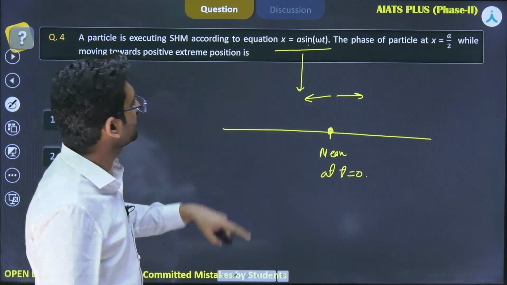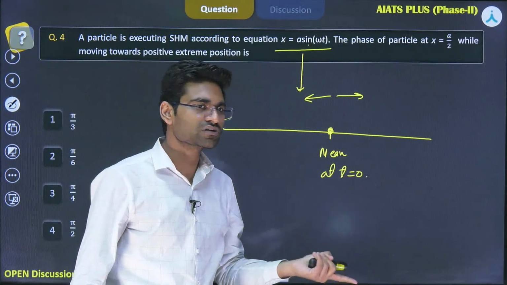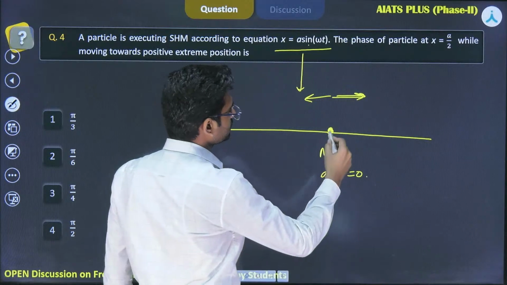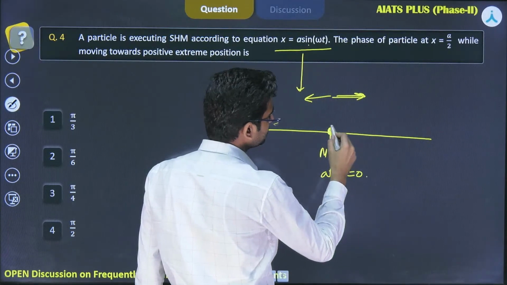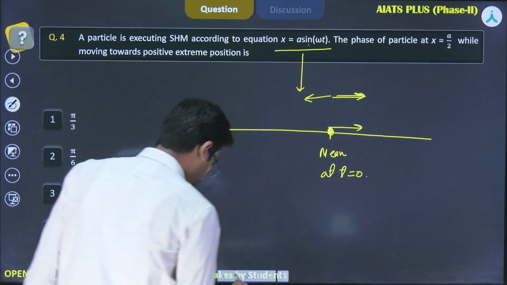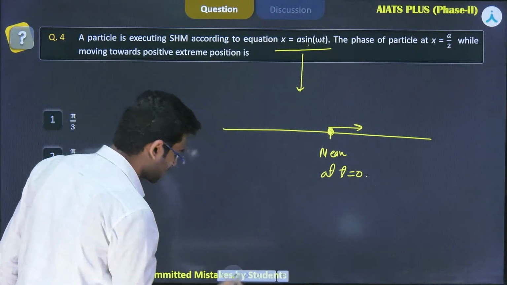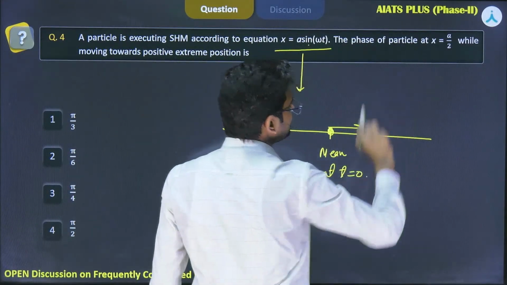So now you have to understand that x is equal to a sin omega t will give me the motion of the particle which is going towards this. Okay. So x is equal to a sin omega t will be the equation of the particle which is at mean position and it is going like this. So the motion would look like this. Okay. Now the phase of the particle at x is equal to a by 2.